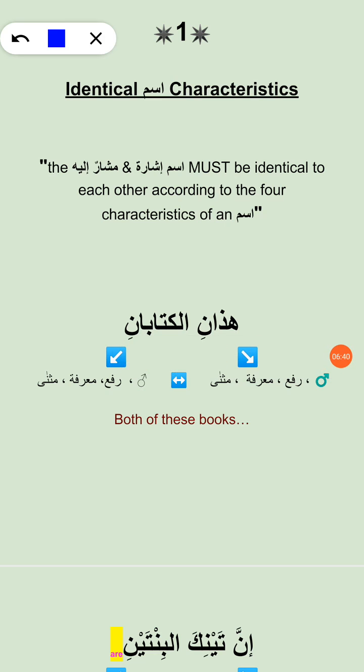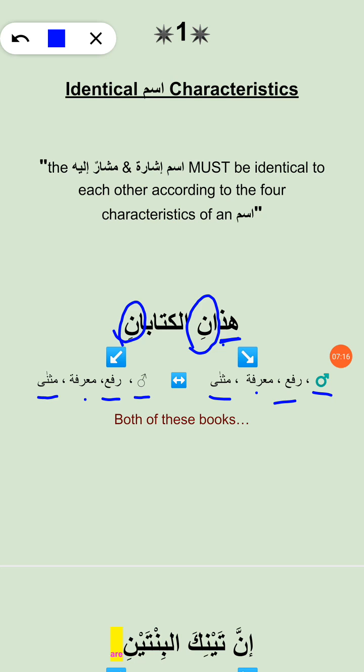We have hazanil kitabani. This ani sound tells us 2 things: first of all, that it is musanna and that it is rafa. Similarly, al-kitabani, the 2 books. The ani sound once again tells us that it is rafa and that it is musanna. What else do we know? We know that grammatically the word book in Arabic is masculine, so we can see that the masculine pointer has been used. Since this is marfa, this is also marfa.